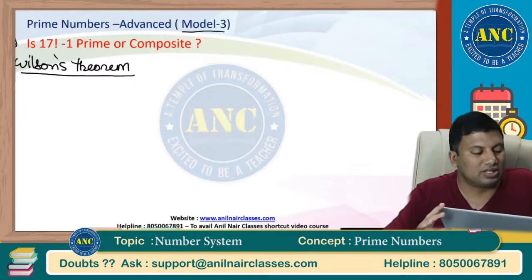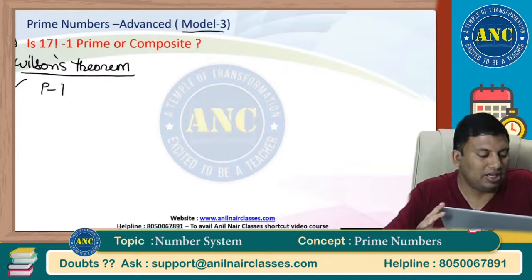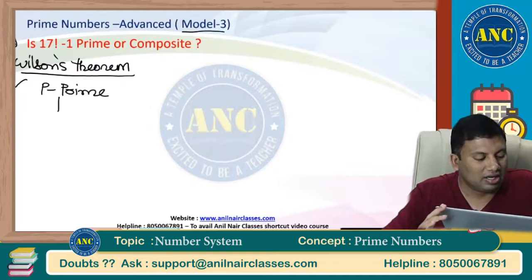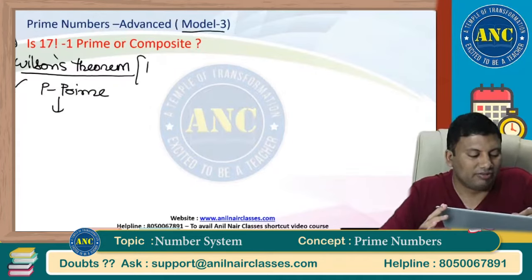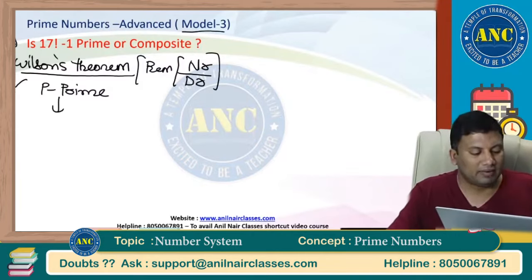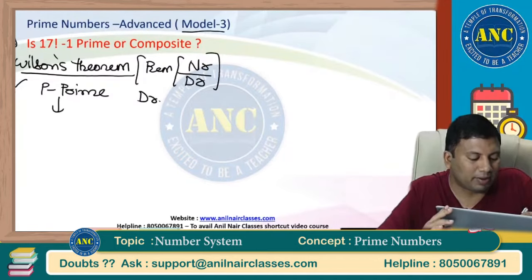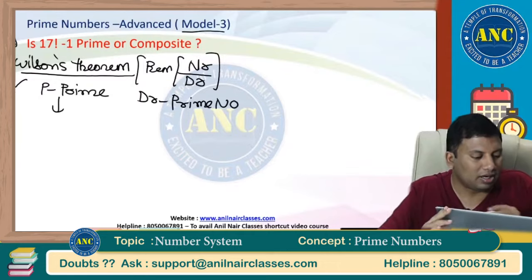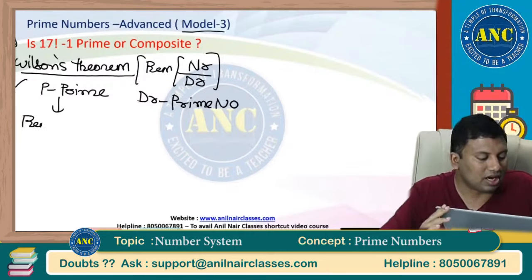What is Wilson's theorem? If p is a prime number, Wilson's theorem is used. If the denominator is of the form prime number, Wilson's theorem is used to find the remainder when the numerator is divided by the denominator. Denominator should be a prime number. Now see, what is that concept?